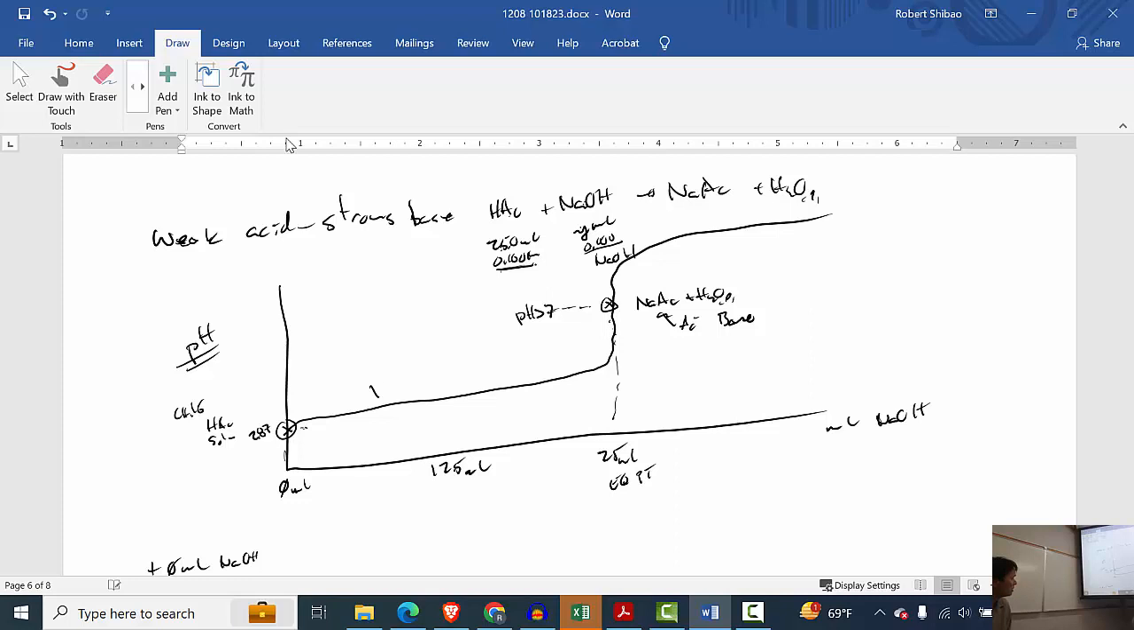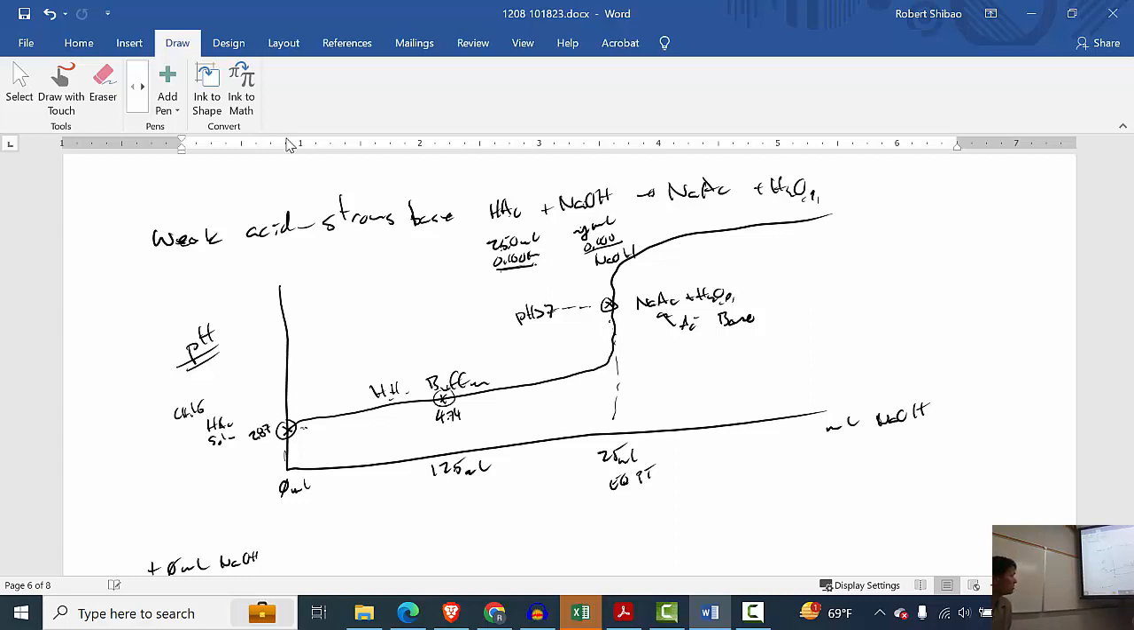So this region here is called the Henderson-Hasselbalch region. It's called the Henderson-Hasselbalch buffer region, or just the buffer region, because that's what we form. After step 1, we're left over with a buffer. So the pH here at the center of this is going to be 4.74.